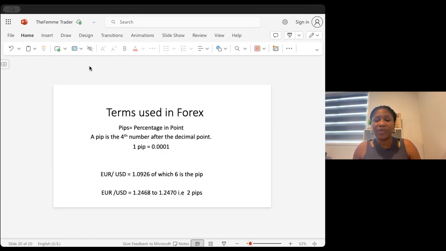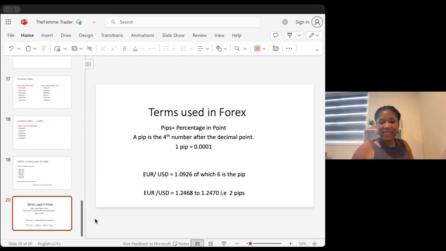Okay, so if your market should go from 1.2468 to 1.2470, so you have moved from 68 to 70. So that is 2 pips. So that means if one pip is paying you like $10, when you move 2 pips, that means you're getting $20 in profit. And that is basically it.